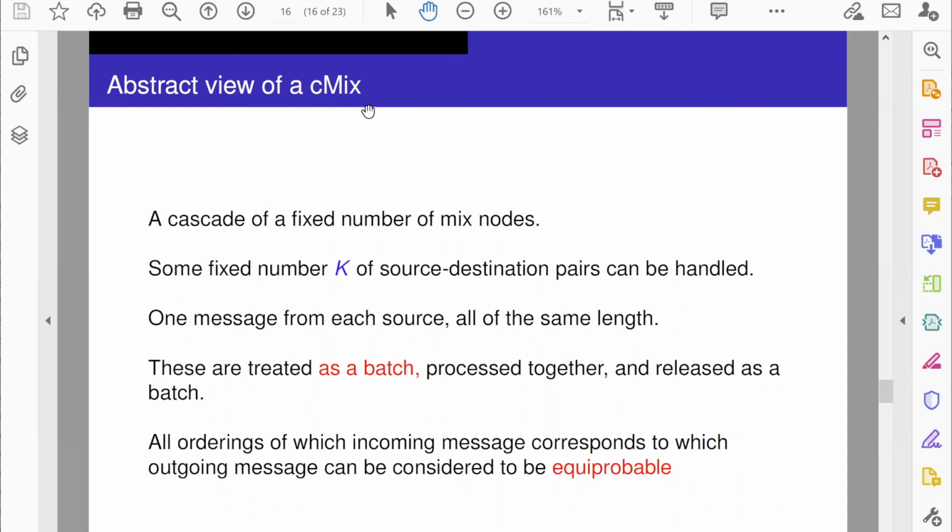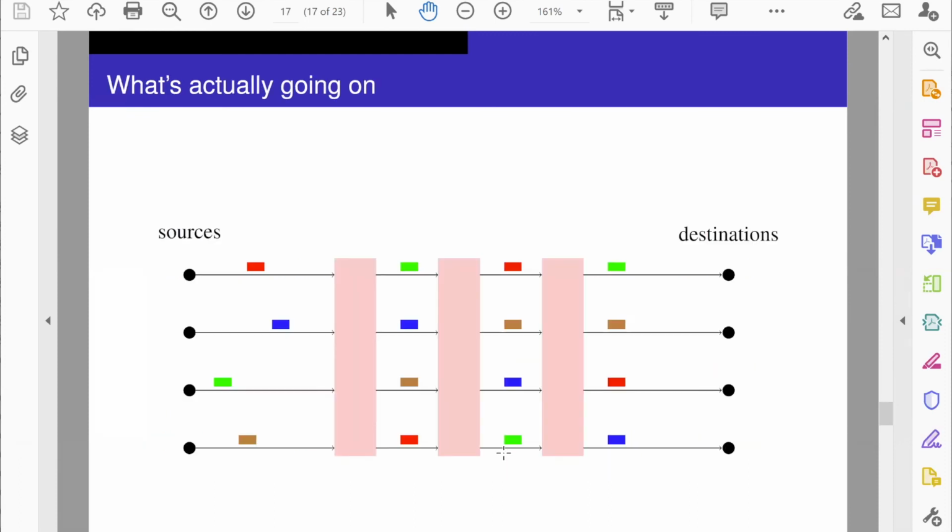These mixes in this new architecture are called cMixes, and this architecture basically involves a cascade of a fixed number of nodes. So you have a fixed number of source destination pairs that can be handled. One message comes in from each source, and they're all required to be of the same length so that the length doesn't give away anonymity information. They're treated as a batch and processed together. The processing involves some kind of group homomorphic crypto system, which I don't want to get into. But you can think of it, at a schematic level, as giving you completely equiprobable outputs for a given input batch. So I'm just going to show you some pictures to illustrate what's going on.